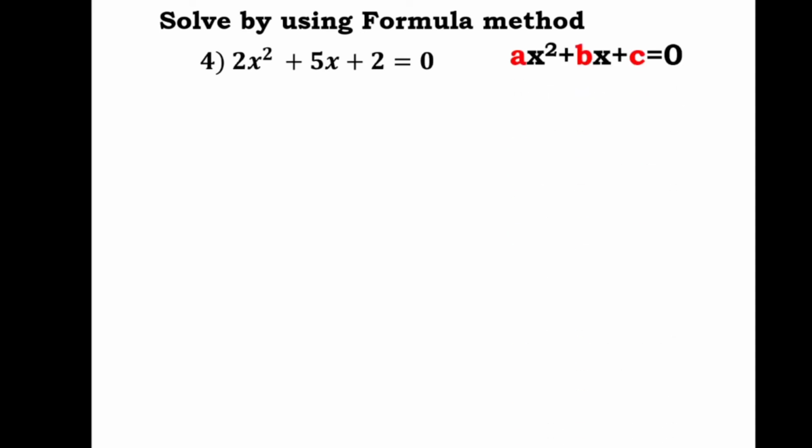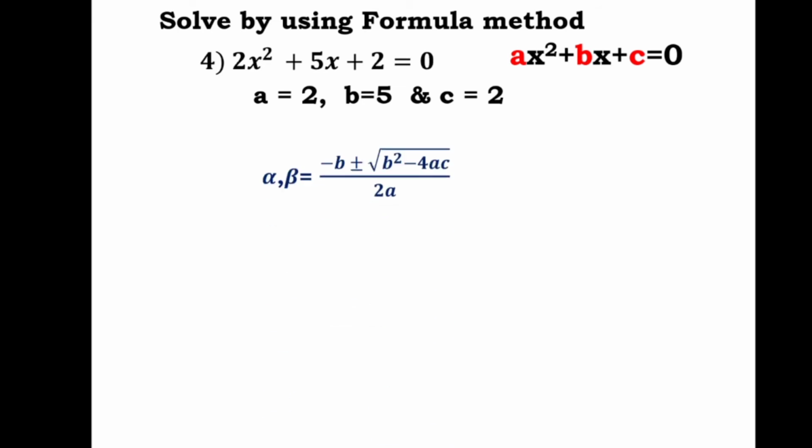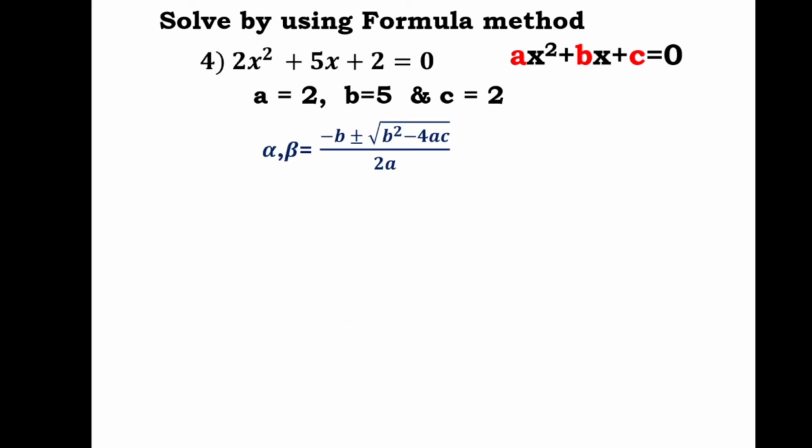Let's solve the next problem, which is given by 2x square plus 5x plus 2. If we compare this with the equation ax square plus bx plus c, you will very well understand that a is 2, b is 5 and c is 2, right? So we'll try to substitute this in the formula. Alpha comma beta is equal to minus b plus or minus square root of b square minus 4ac, divided by 2a. Let's substitute the values in the formula.